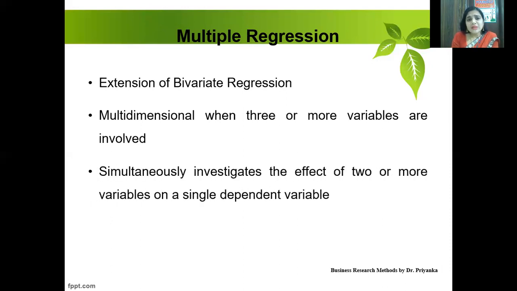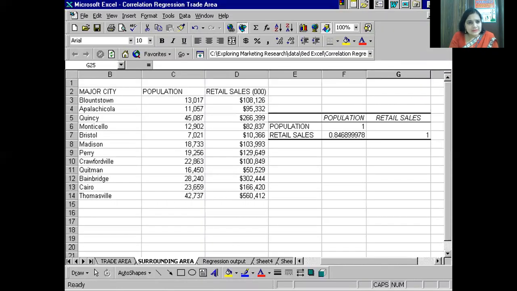That is why we go with multiple regression, so as to check whether that independent variable is the only reason that your sale is increasing, or there are multiple reasons. And it simultaneously investigates the effect of two or more variables on a single dependent variable. That is the beauty of multiple regression. Let us see how it is done. It can be done with the help of an Excel sheet like this.